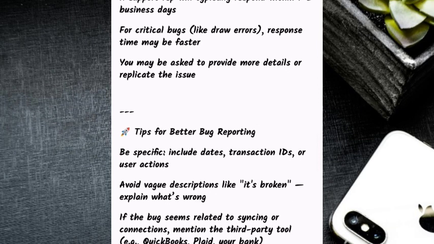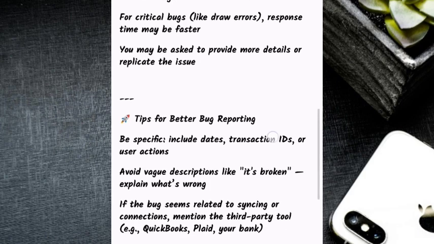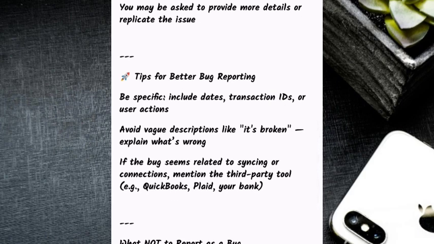Now, a couple of tips for better bug reporting. The first is to be specific. Include dates, transaction IDs, or user actions. You want to avoid vague descriptions like "it's broken." You want to explain clearly exactly what's wrong. And if the bug seems related to synchronization or connections, you want to mention the third-party tools. For instance, if it's QuickBooks, Plaid, or your bank, you want to make that obvious.